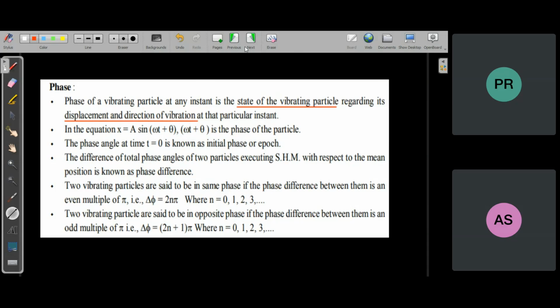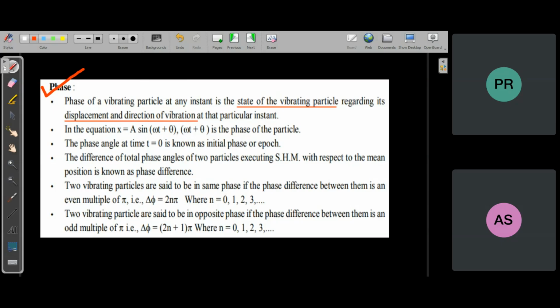So, for example, two particles are there, and both the particles have same displacement from the mean position, but one particle is going towards the mean position and one particle is going away from the mean position. Are both the particles in the same phase? No, they are not in the same phase, because their displacement from mean position is same, but their velocity direction is different. Are you getting?